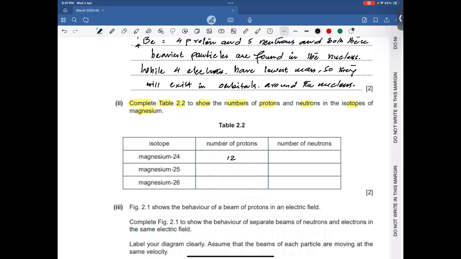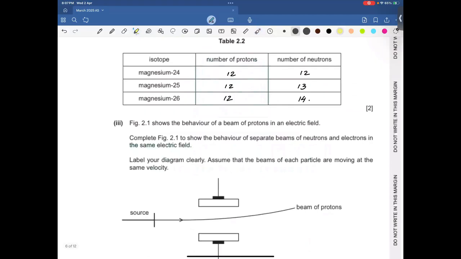The atomic number of magnesium is 12, which means it has 12 protons. All right. You have to be very, very careful. अगर मुझसे गलती हो सकती है तो आप लोगों को भी बहुत एहतियात रखनी होगी. Number of neutrons, 24 minus 12 is going to be 12. 25 minus 12 is going to be 13. 26 minus 12 is going to be 14. So my concept was right because isotopes have same proton number but different number of neutrons. Anyway, let's move on to the next part.